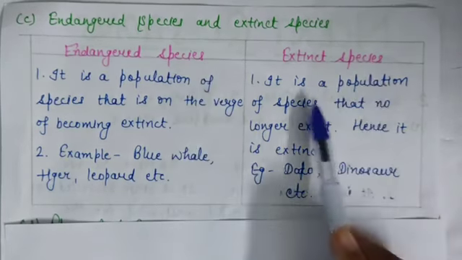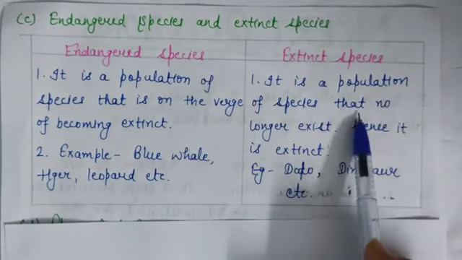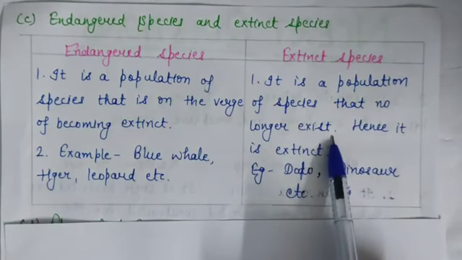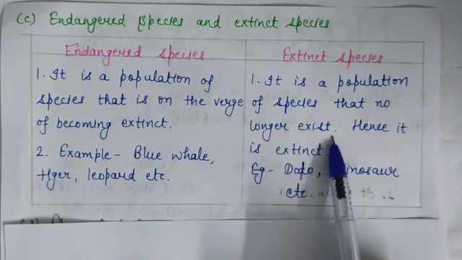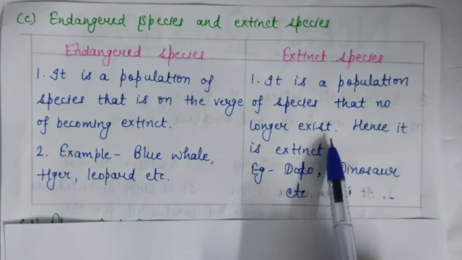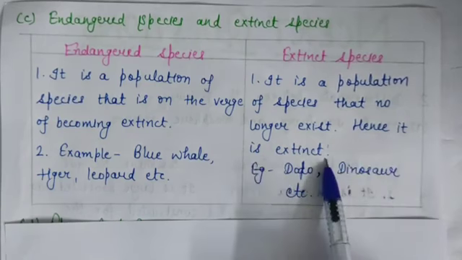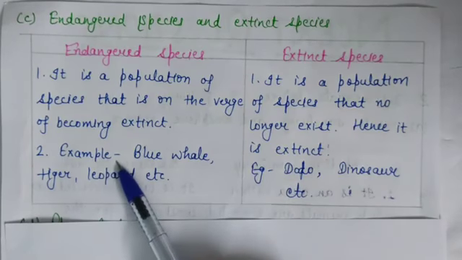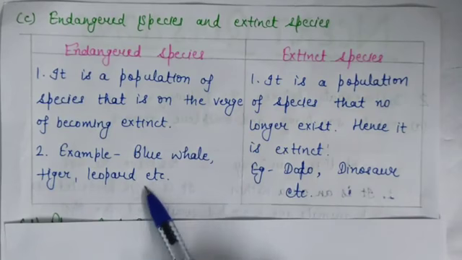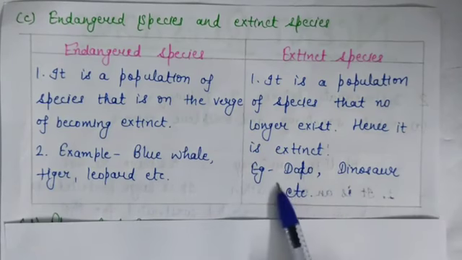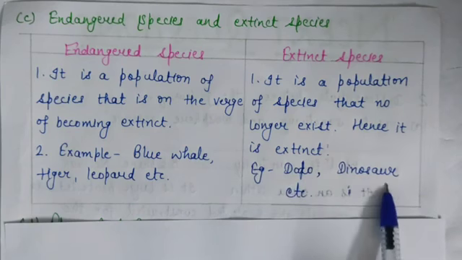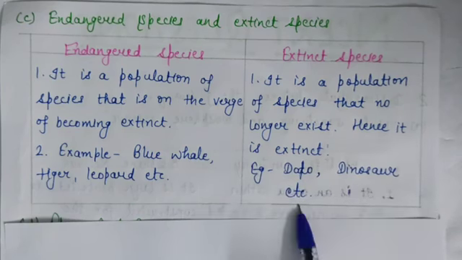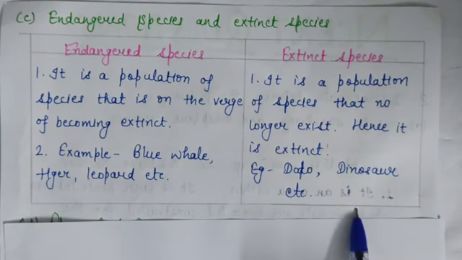Extinct species: it is a population of species that no longer exists. Means the species that are not found on the earth, that are not present on the earth anymore. Hence, it is extinct. Examples of endangered species are blue whale, tiger, leopard, etc. And examples of extinct species are dodo, a flightless bird, okay, and dinosaur. So these are the differences between endangered and extinct species.